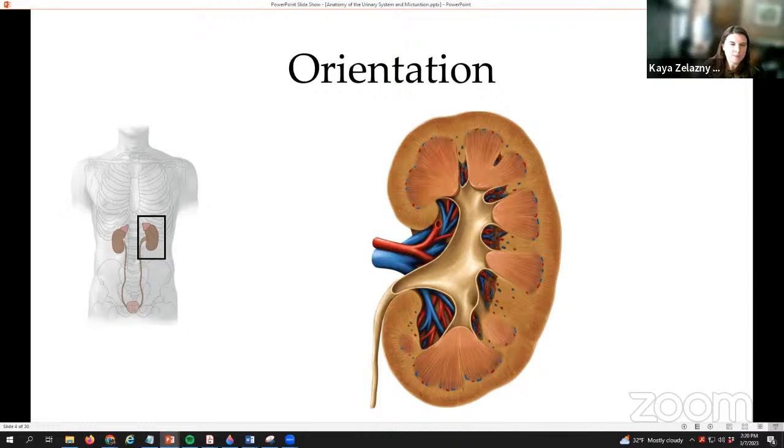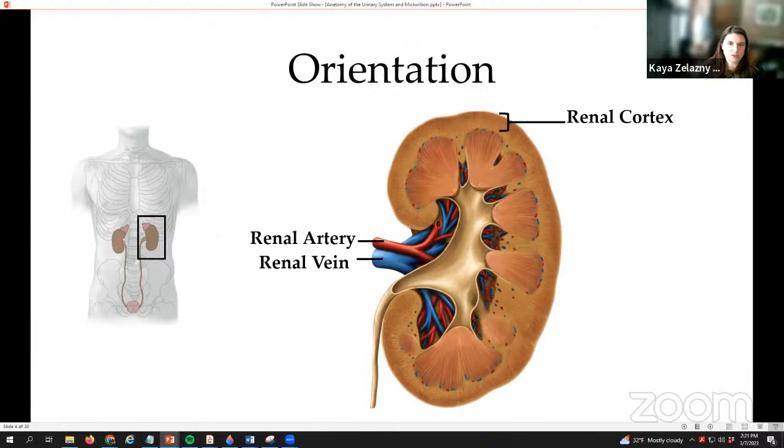Okay. So here we see the renal artery sitting in front, going in red. Here we see the renal vein going behind. So they're going to an area called the hilum of the kidney. That's just the central portion. Okay. And then we can see this outer shell called the renal cortex.